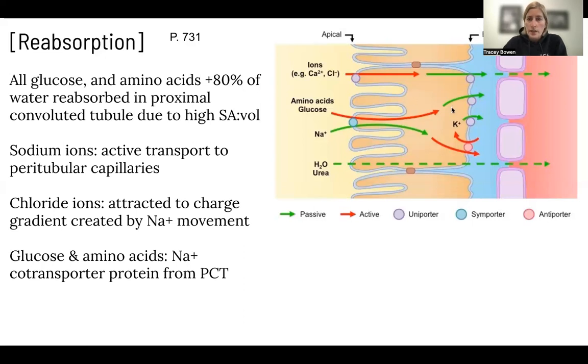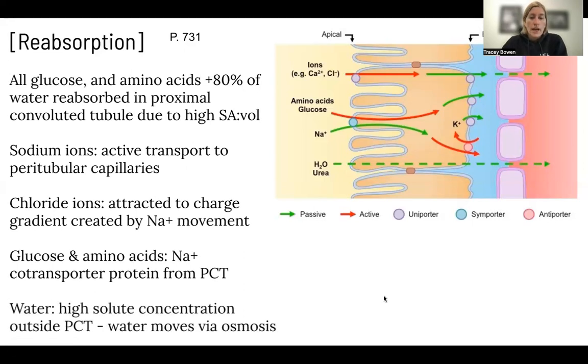So what's happening here is that the sodium ions are building up in this section, and it allows glucose to be moved out of the proximal convoluted tubule. And it's functioning the same way for amino acids that are also being transported. And then water, there's a high solute concentration forming outside of the proximal convoluted tubule. And so as a byproduct, water is going to move out of the proximal convoluted tubule via osmosis.